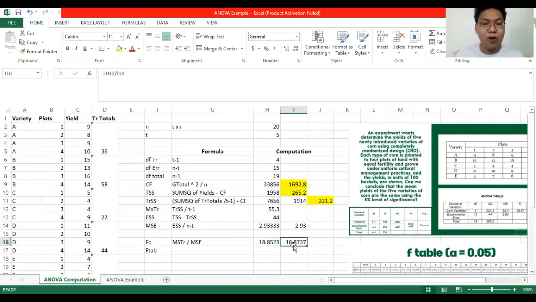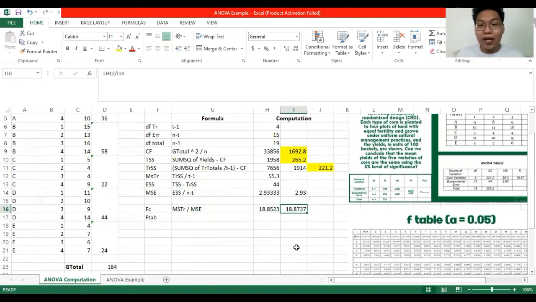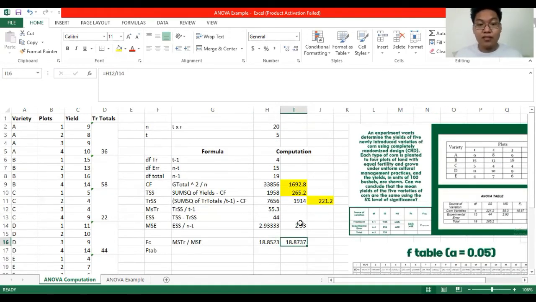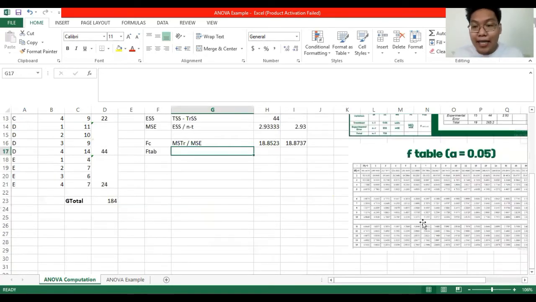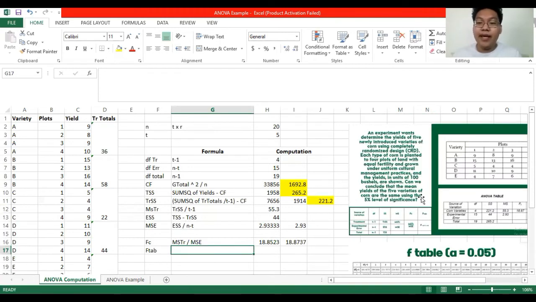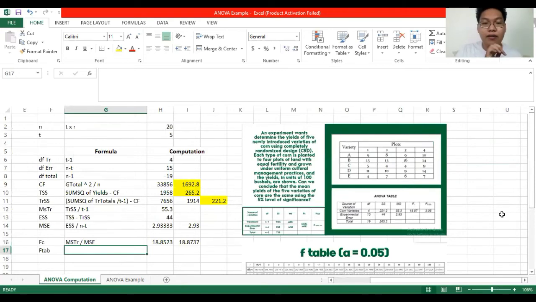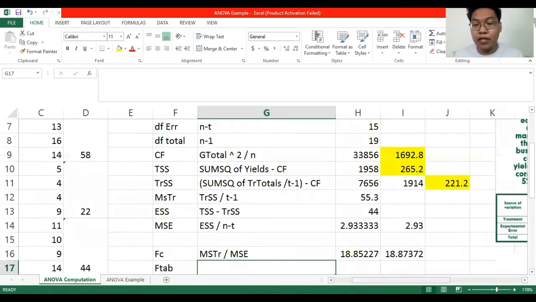It is still somehow close to each other, and the way we can evaluate this is by comparing it with our F tabulated value. So where can we find our F tabulated value? We can find it in our F table. Again, if we look back in our problem, it stated using the 5% level of significance. Actually, the F tables can be browsed in Google. You can just search F table 0.05, then a lot of tables will just appear. Just look for reliable ones.